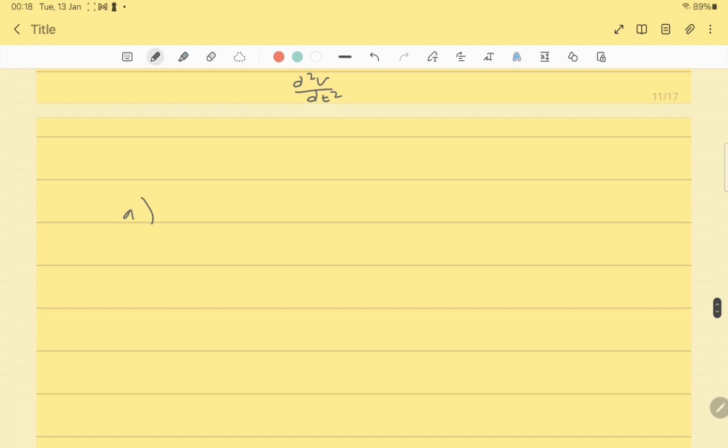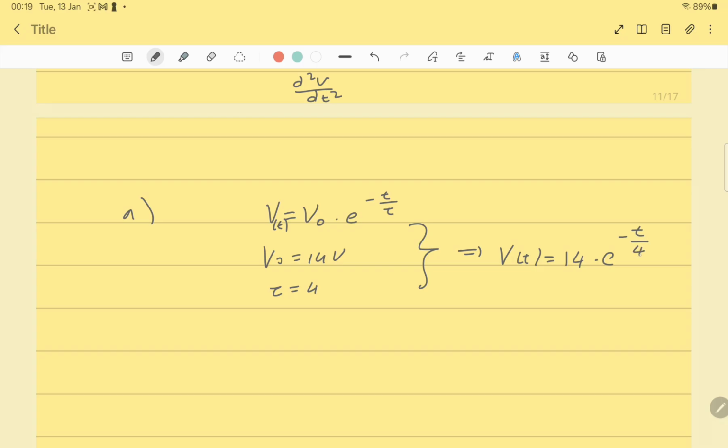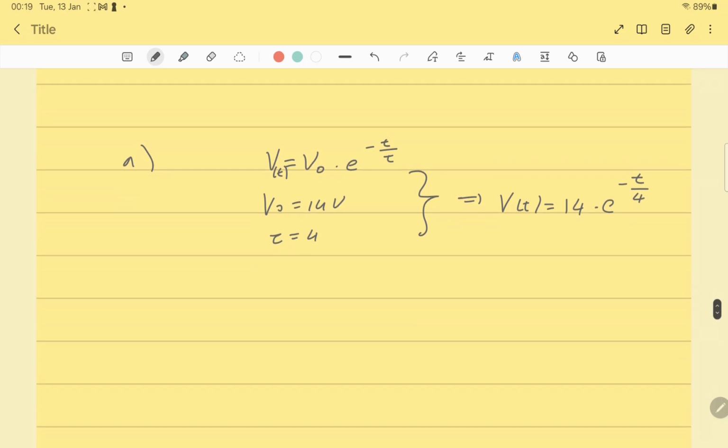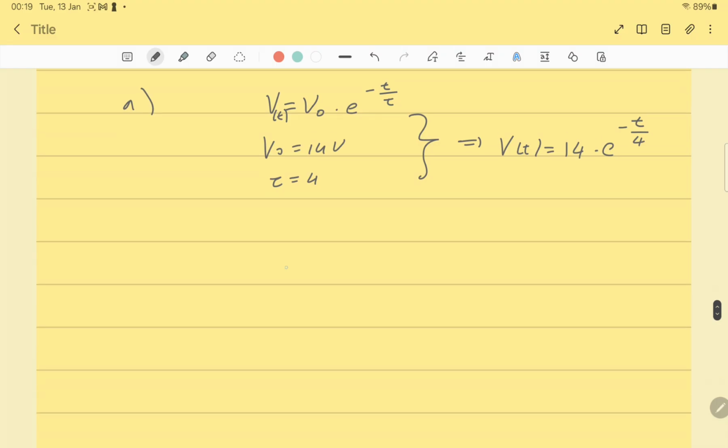So let's start with A. The formula v of t is v0 times e to the minus t over tau. v0 is 14 volts, tau is equal to 4. So the function becomes v of t equals 14 times e to the minus t over 4. And I want to plot it, so it's going to be an exponentially decreasing function. For t equals 0, the voltage starts from 14 volts.